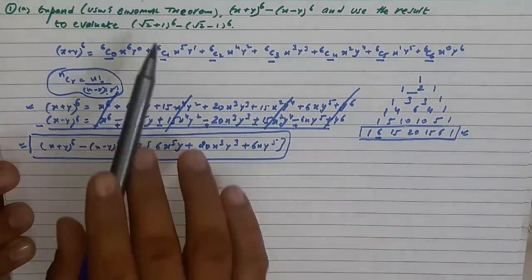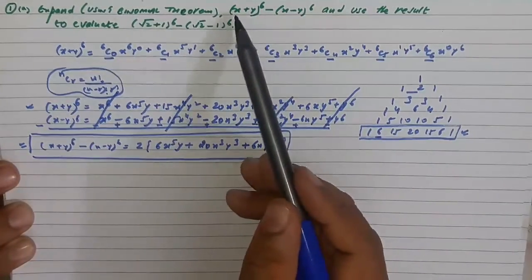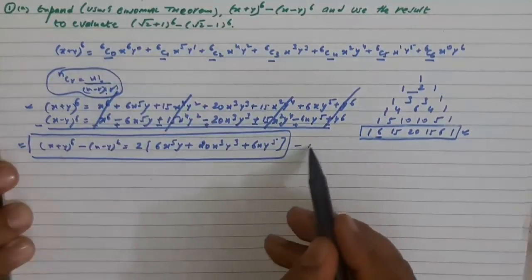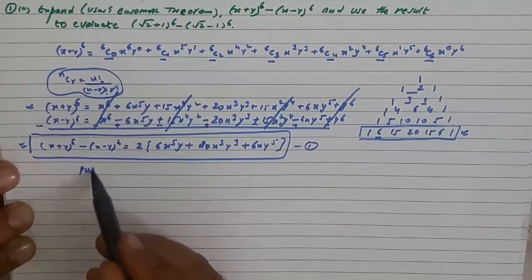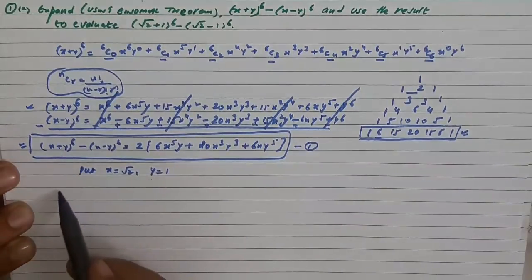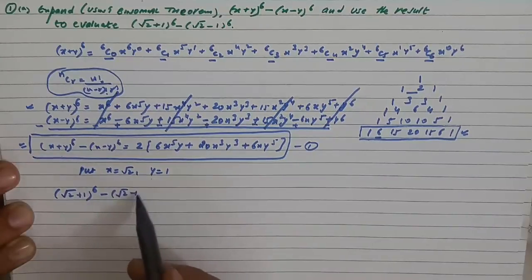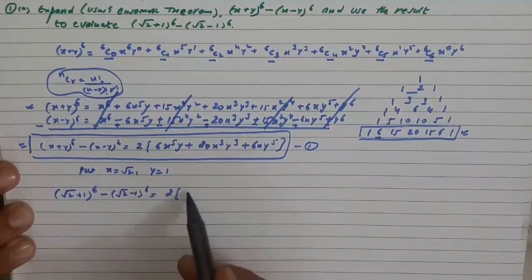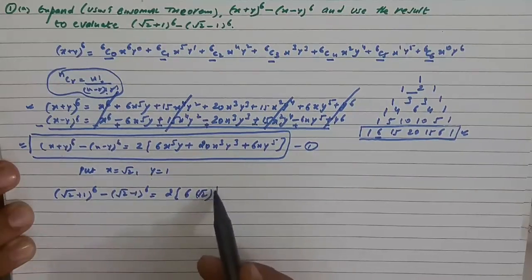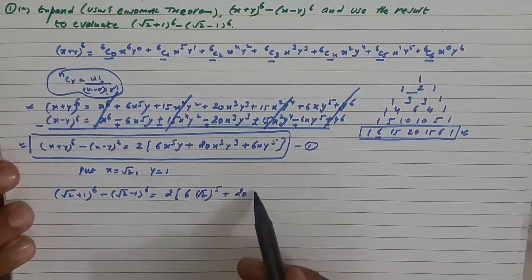Now we have to use this result to evaluate this. Looking at this result and this result, we observe that if we put x equal to root 2 and y equal to 1, the same expression will come. So in this equation 1, we are putting x equal to root 2 and y equal to 1. We have (root 2 plus 1) raised to power 6 minus (root 2 minus 1) raised to power 6 becomes 2 times 6 (root 2) raised to power 5 into y, which is 1. Whatever the power, 1 stays 1, so we do not write it.